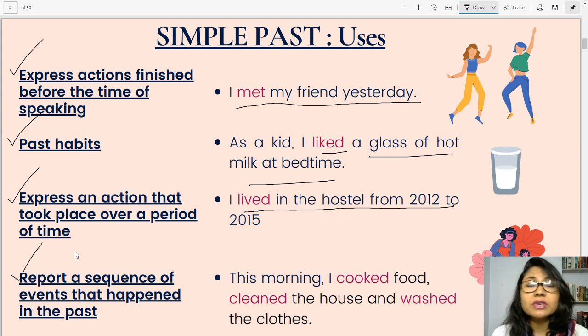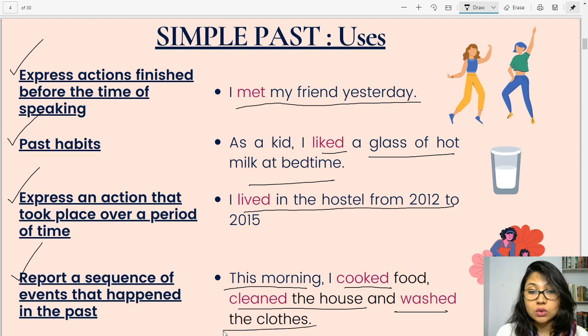Report a sequence of events that happened in the past. For example, this morning, I cooked food, I cleaned the house and washed the clothes. Very common thing that we are doing nowadays during the period of lockdown. Oh, I should have added and made videos for my dear students, isn't it?